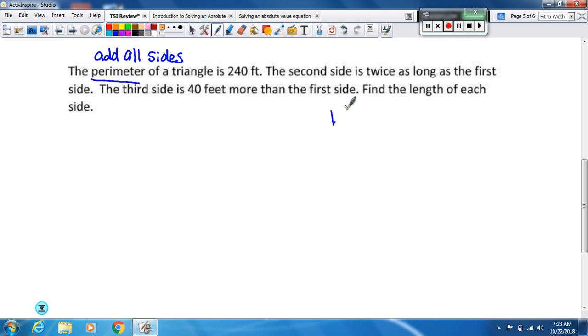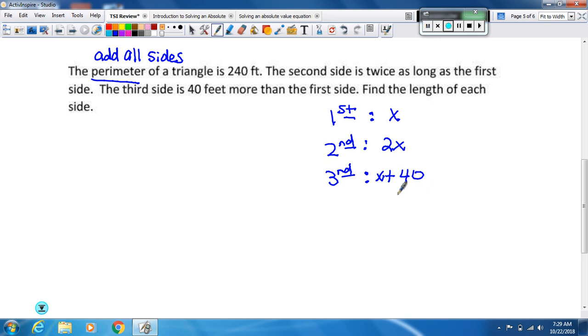Okay, so you've got 3 sides. The first side, the second side, and the third side. We don't know any of the sides. We'll call the first side x. Then the second one is twice as long as the first one, so that's going to be 2x. And then the third side is 40 feet more than the first side, so that's going to be x plus 40, because more than means adding.